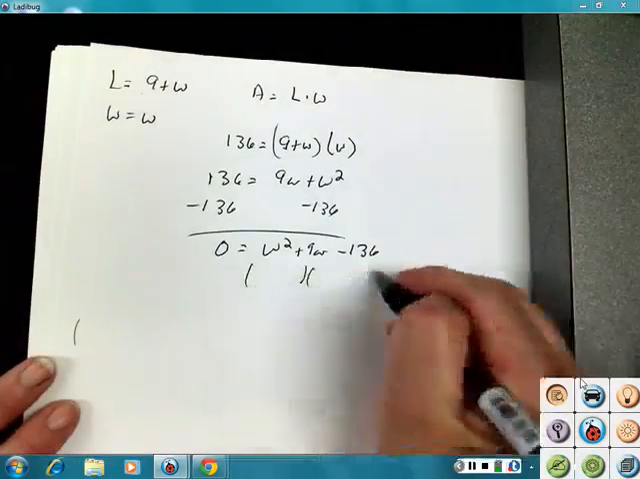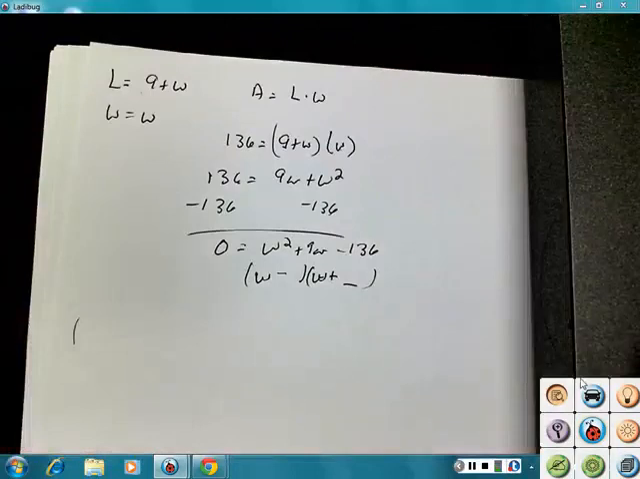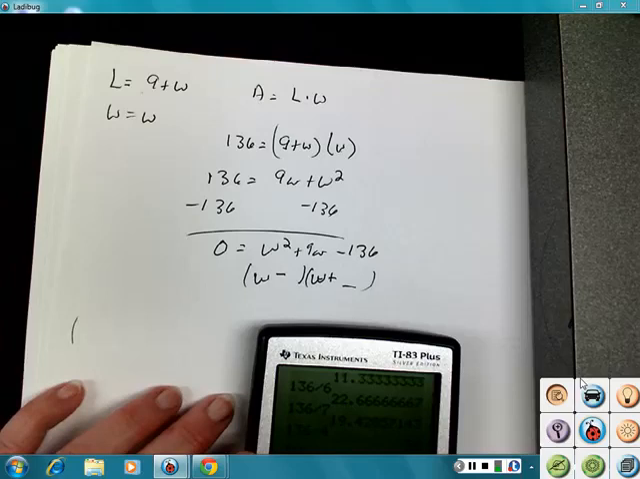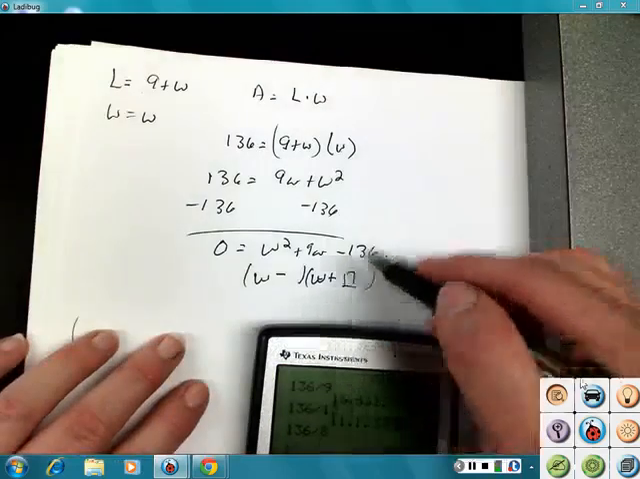And then I need to factor this. It's going to be a minus and a plus. The plus is going to be the bigger value. So I need factors of 136 that are going to give me 9 in the middle. And you just got to start trying until you come up with 9 in your middle, 136 divided by 9. So 17 is positive and 8 is negative.